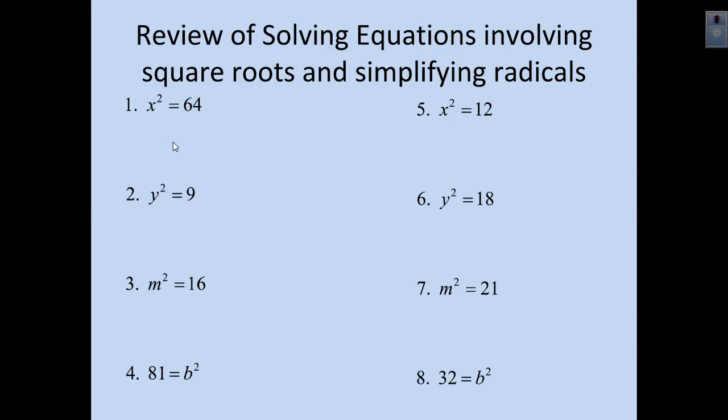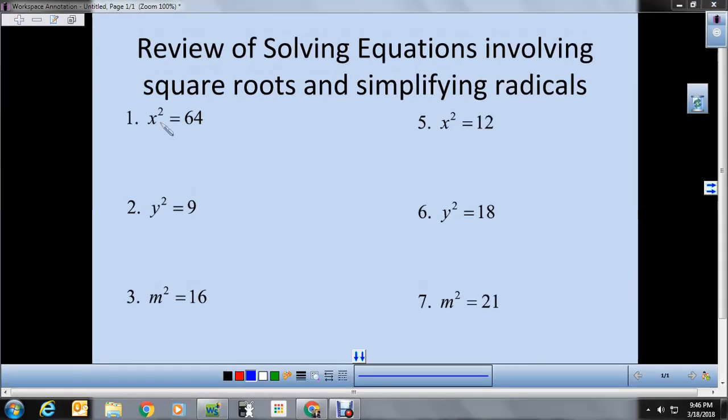So let's look at example 1. X squared is equal to 64. Now we're trying to solve for x, and as we discussed before, in order to undo squares, we need to use a square root. So we're going to take the square root of both sides. This leaves us with the square root of x squared, which is x, and the square root of 64 is 8. This step is important because this is how we're going to solve most of our Pythagorean theorem problems.